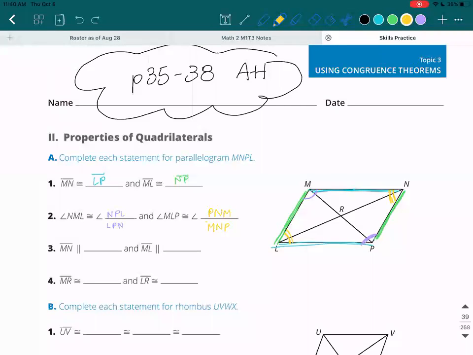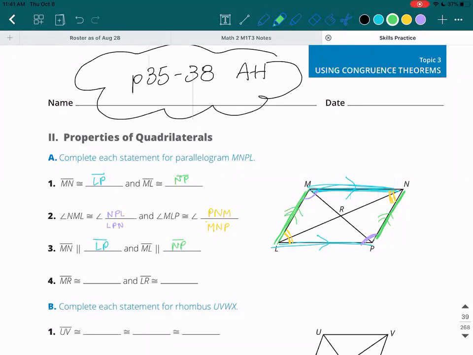I'll give you guys a little bit of time to catch up. Okay, let's do the next one. MN, that's the top one, is parallel to which line segment? LP, good. And then they also say ML. That one is parallel to which one? NP, good.